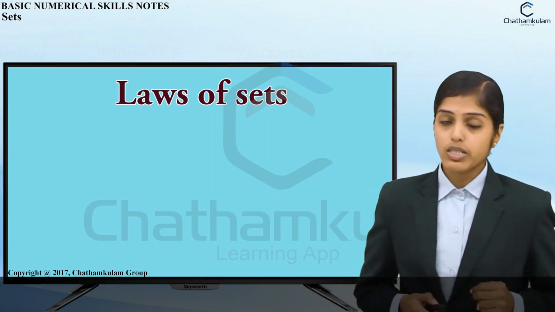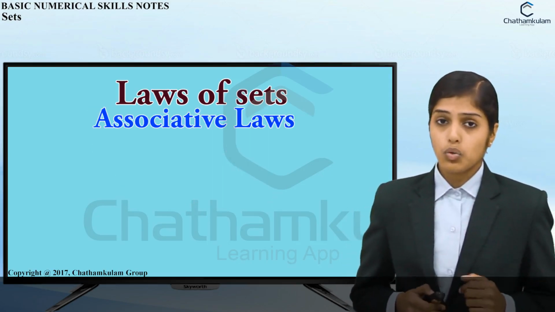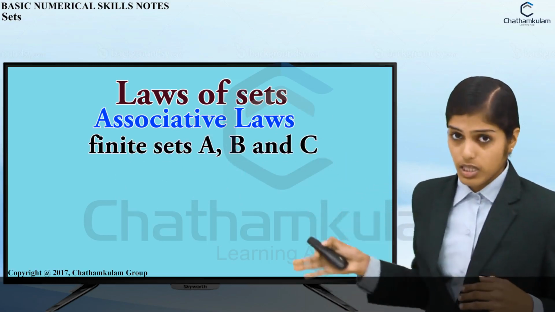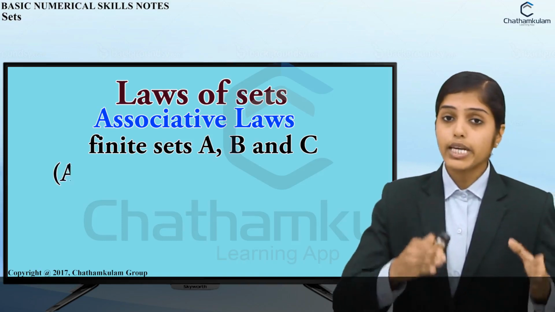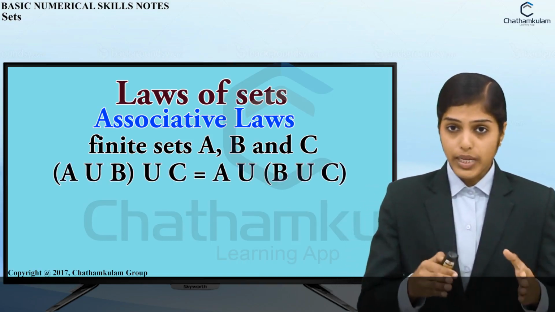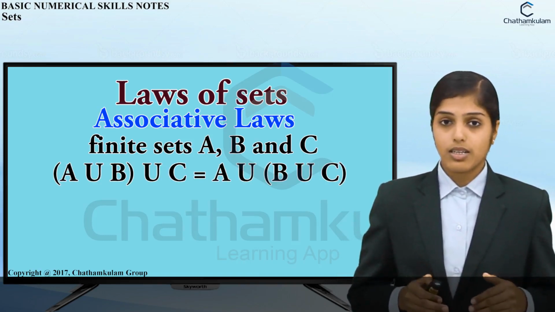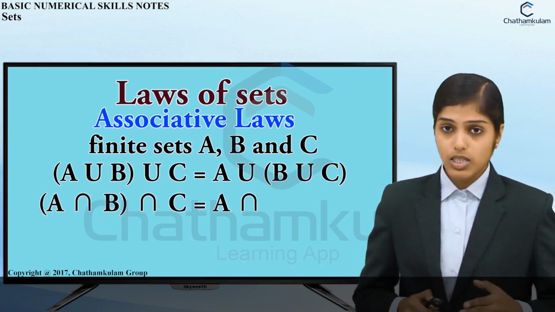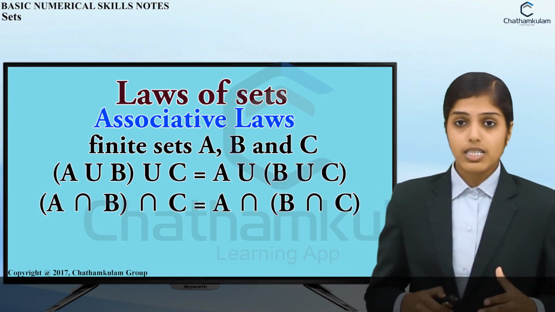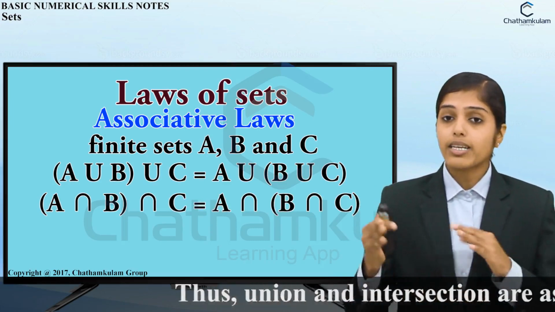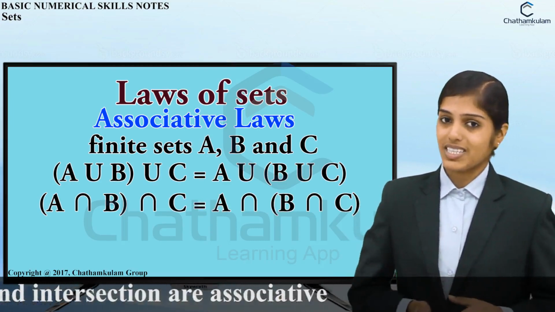The second law is the associative law. For any three finite sets A, B and C, first of all, (A union B) union C is equal to A union (B union C). The second one is (A intersection B) intersection C, which is equal to A intersection (B intersection C). Thus, union and intersection are associative.